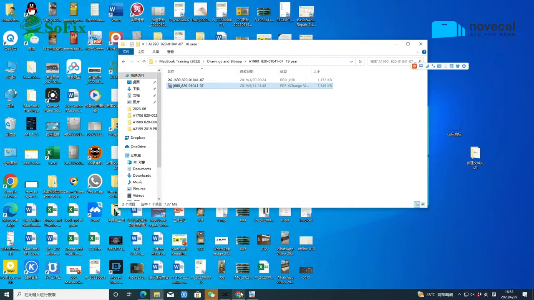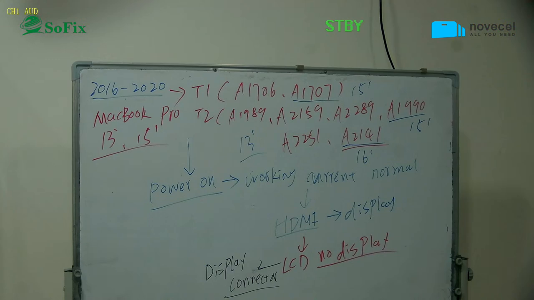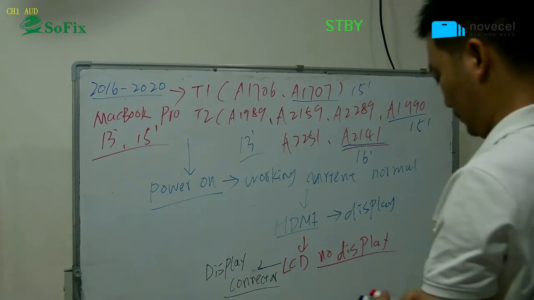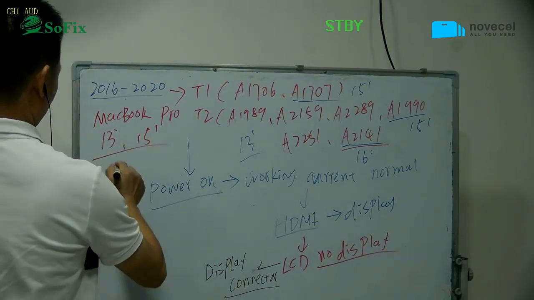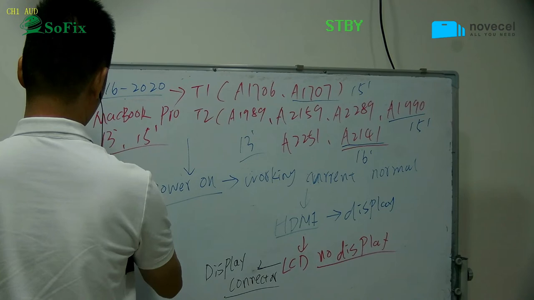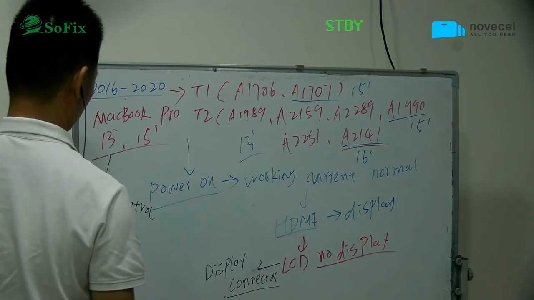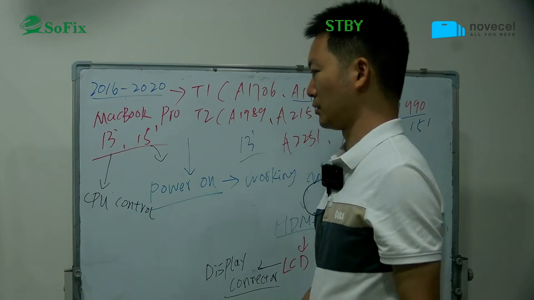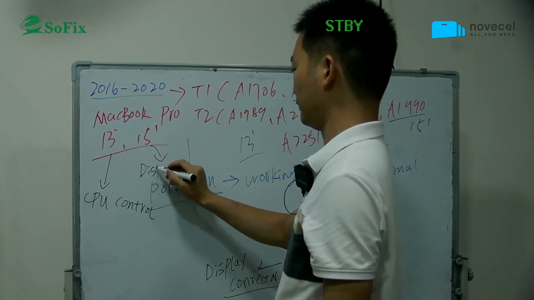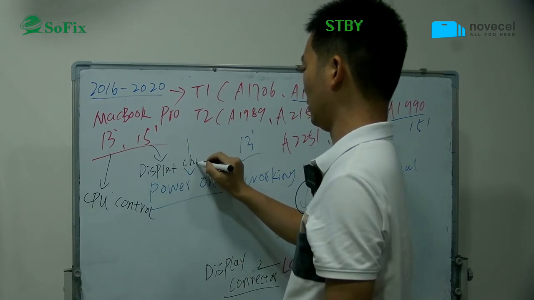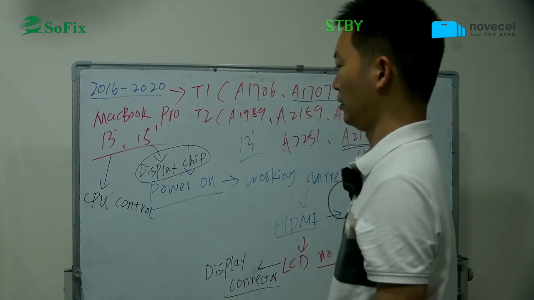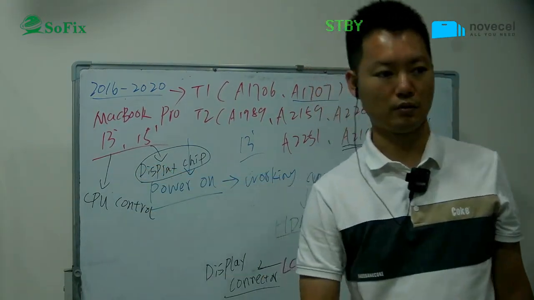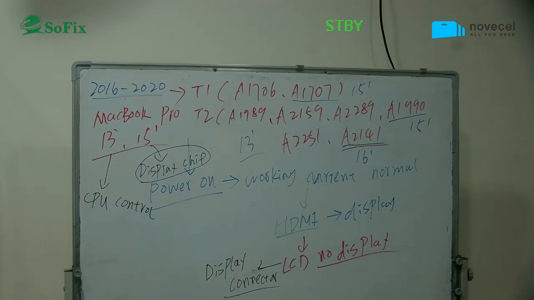The 15 inch connects to the other IC. You can see the 13 inch, this one. On the 13 inch, the CPU controls the display. On the 15 inch, the display IC, display chip, controls the display. So it's different, the circuit is different. So now, how to quickly find the problem? Continue to see this video.